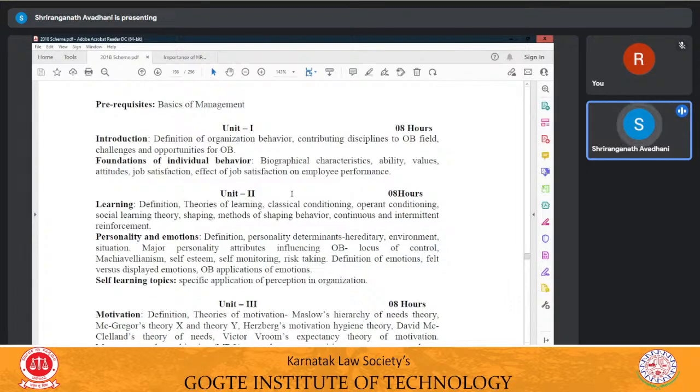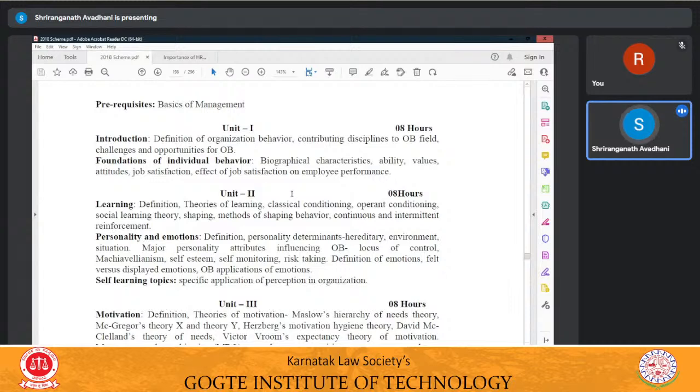Unit 2 consists of learning, personality and emotions. What theories of learning, conditioning? There are basically three theories of learning: classical, operant, and social learning theories. Shaping methods, personality and emotions. How to control them in today's world? We need to control our emotions. One has to control his emotions and behave appropriately as the situation demands.